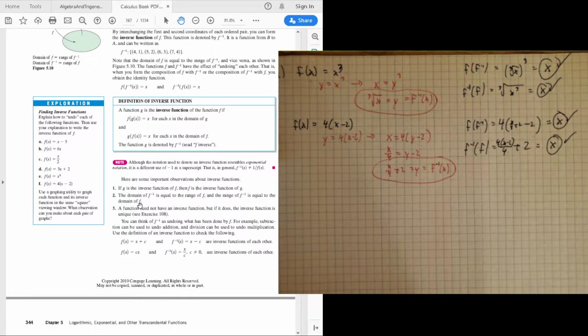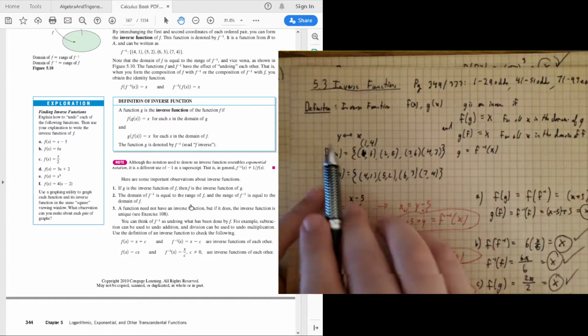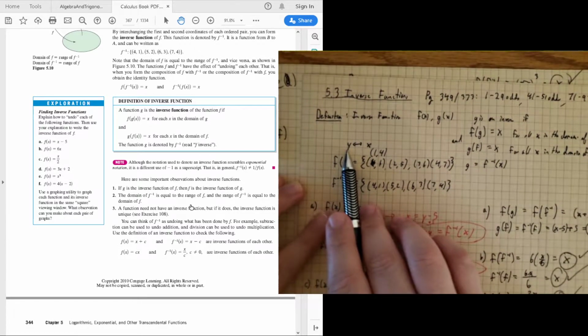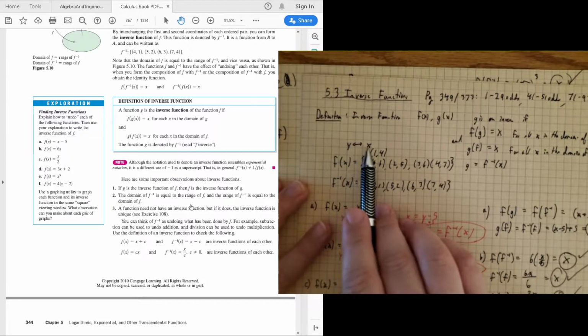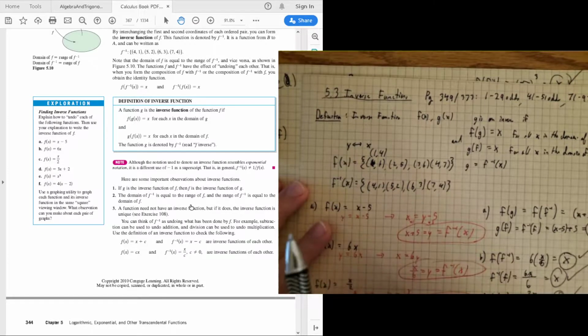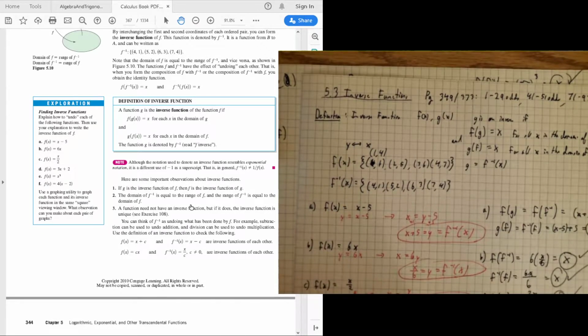Second part. The domain of f inverse is equal to the range of f, and the range of f inverse is equal to the domain of f. This is because we have swapped around the x and y values. So the y, which represents the range of one, becomes the domain of the other, and the domain of one becomes the range of the other. They have this inverted relationship.